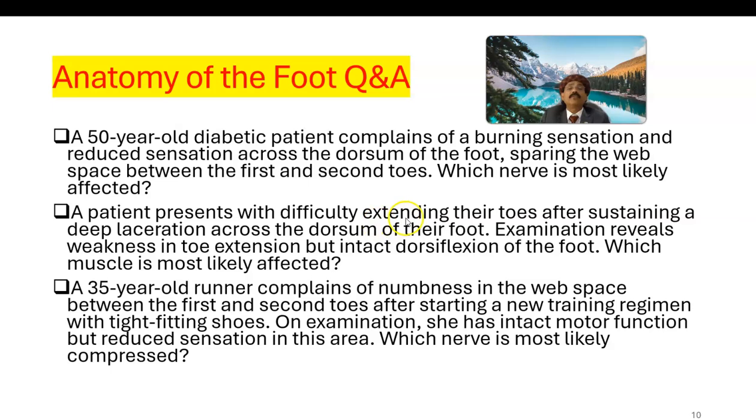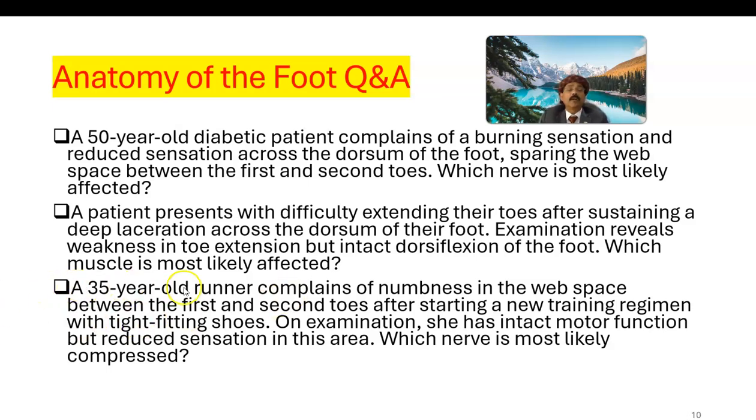A patient presents with difficulty extending their toes after sustaining a deep laceration across the dorsum of their foot. Examination reveals weakness in toe extension but intact dorsiflexion of the foot. Which muscle is most likely affected? Answer should be extensor digitorum brevis. That also includes the extensor hallucis brevis.